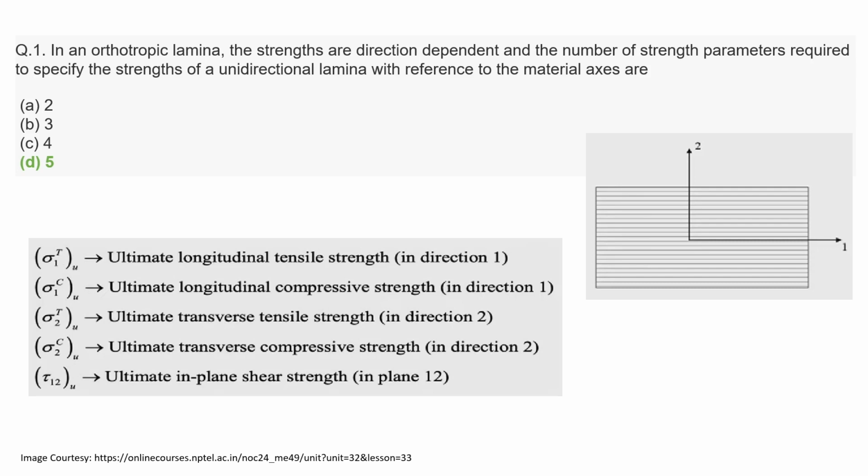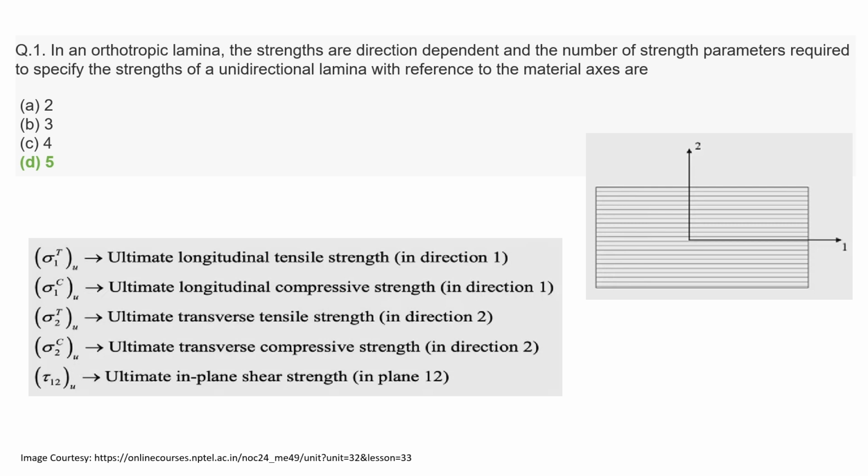The first question is: in an orthotropic lamina, the strengths are direction dependent, and the number of strength parameters required to specify the strengths of a unidirectional lamina with reference to the material axis are. The options are A 2, option B 3, option C 4 or option D 5. The answer for this question is option D, 5, and these 5 strength parameters are these ones.